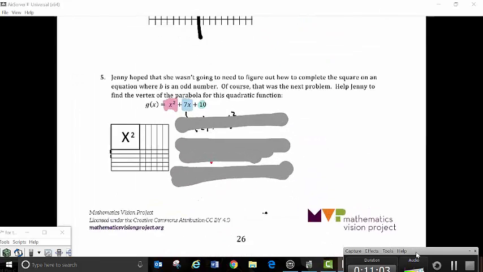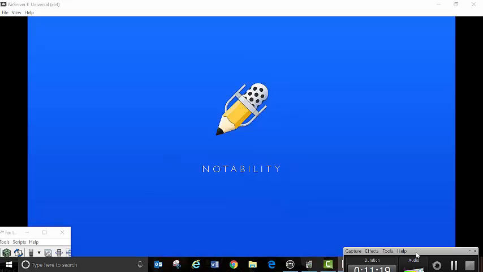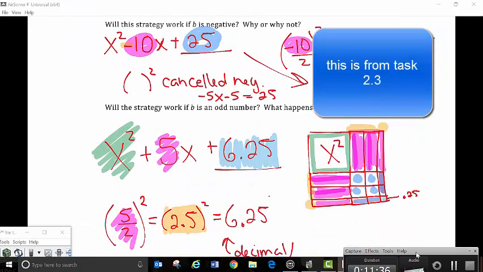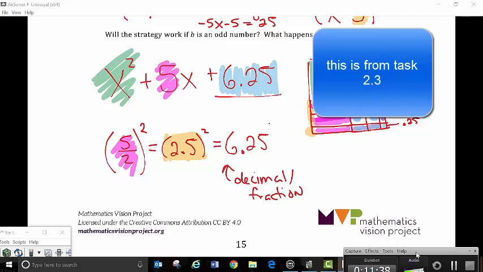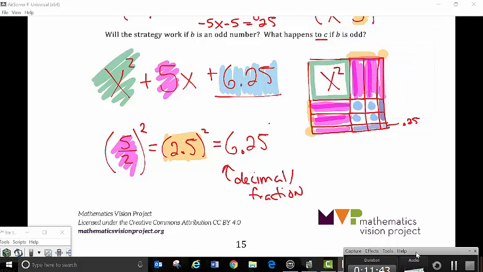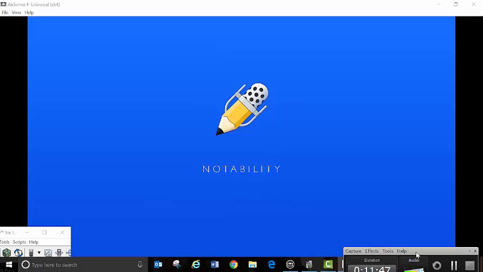Okay, here's another one. Jenny hoped that she wasn't going to need to figure out how to complete the square in an equation where b is an odd number. Of course, that was the next problem. Help Jenny find the vertex of the parabola for this quadratic equation. And we actually talked about this in a previous task where we said, this is task 2.3, what happens if b is an odd number? And we found out we would have fractions in our answers. So we've done this in task 2.3.